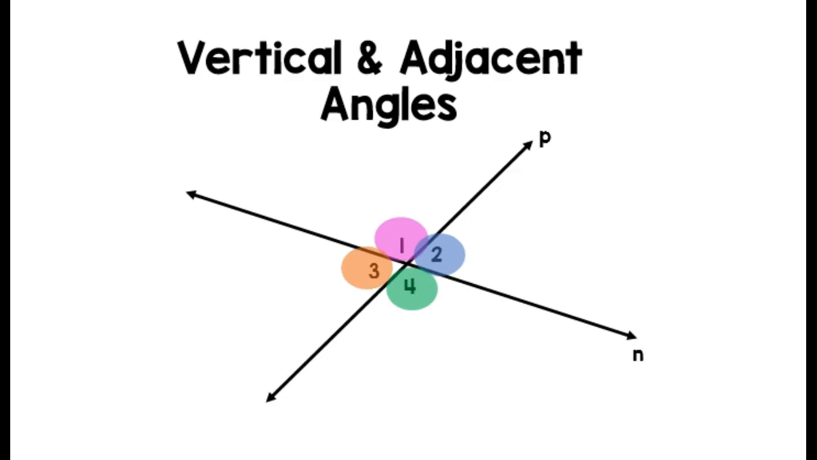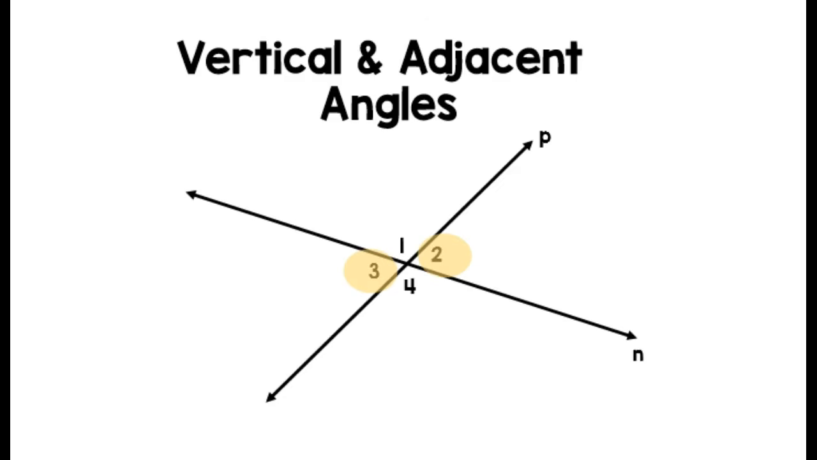Now with vertical angles, they are a pair of angles that are across from each other. They're across the intersection from each other. So in this example, angle 1 and angle 4 are vertical. They're across from each other. Angle 3 and angle 2 are vertical. They're across from each other.